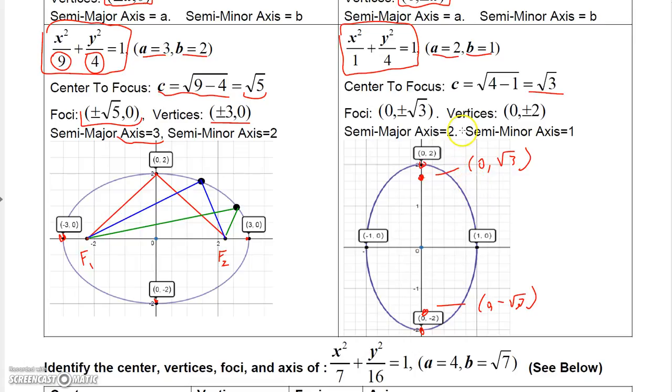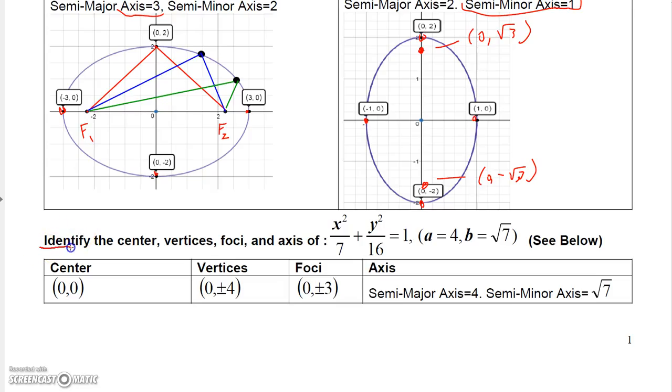Well, since the semi-minor axis is b, that would be 1. Then you go 1 unit from the origin to get this point, and then 1 unit the other way from the origin to get this point, and you get the semi-minor axis that goes through these points. So the semi-major axis goes through these 2 points, and the semi-minor axis goes through these 2 points. And anyway, once you have these 4 points, you can draw a rough sketch of the ellipse.